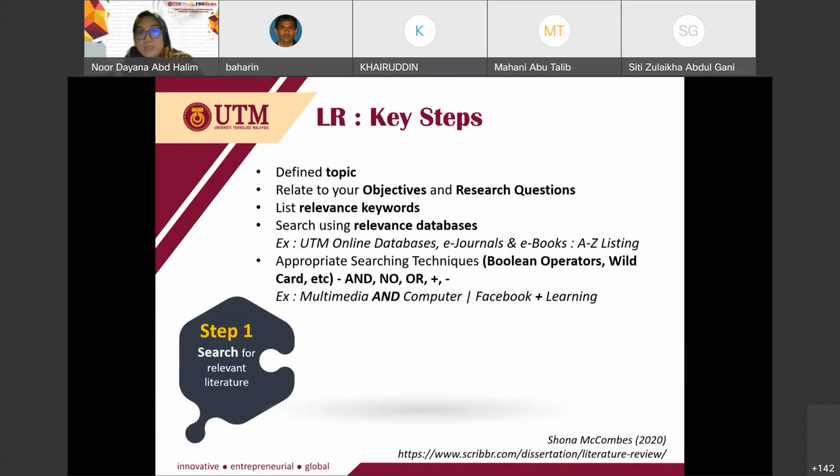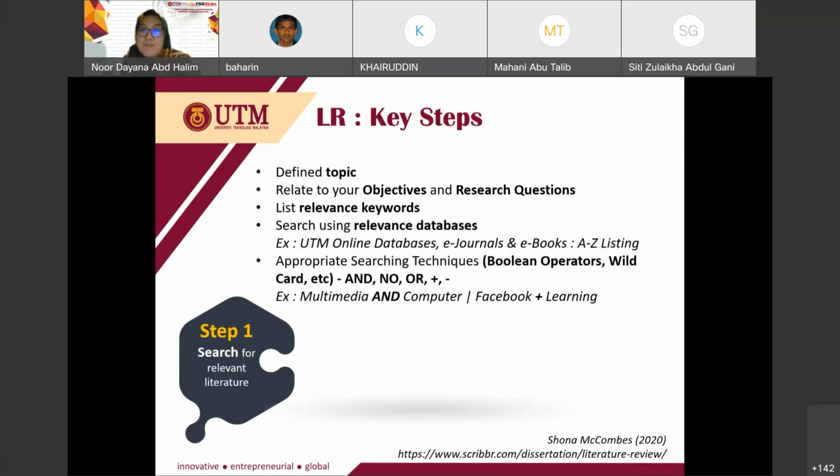So it is okay if you don't have a specific title for your thesis. I will call it a scope. It is okay if you have the scope. You know what research you want to do, and then of course you will have the objective and also the research questions. So you need to list the relevant keywords related to the topic, and also find the literature using the relevant database.